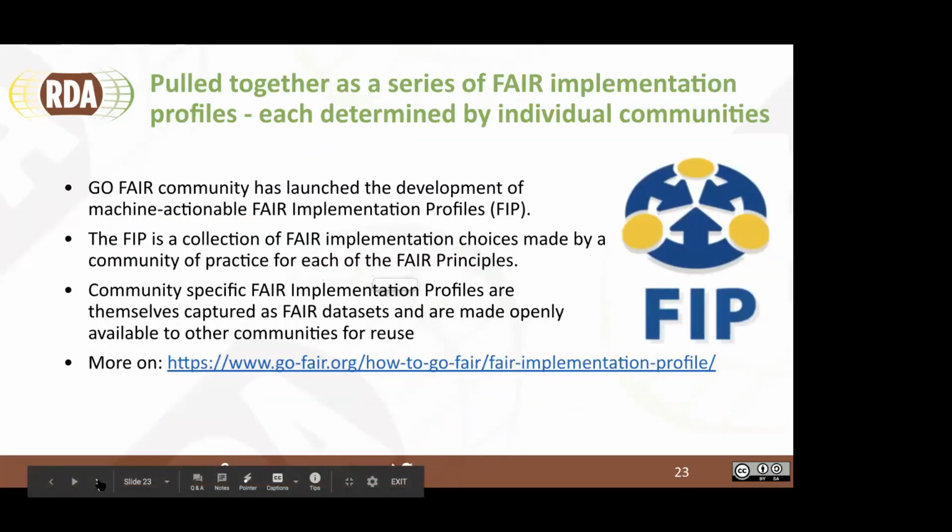And I think this is something that's coming in which will help us no end, is the FAIR implementation profiles. And I'm sure there's going to be lots of talks on this at this RDA plenary. But a FIP is a collection of implementation choices made by a community of practice around the FAIR principles. They themselves can be captured as FAIR data sets and then made openly available to the community and register. So really, this is just a heads up of some work that we're doing, partly IGSN 2040.